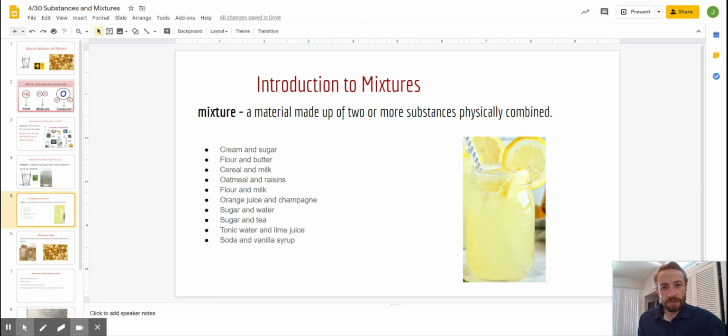Other examples of mixtures would be lemonade, which is a great example. It's water, lemon juice, and sugar. And as we get into the hotter months of summer, that would be a nice refreshing beverage.